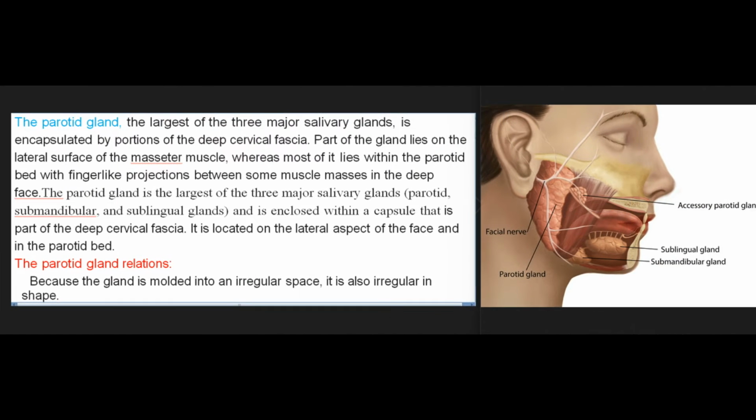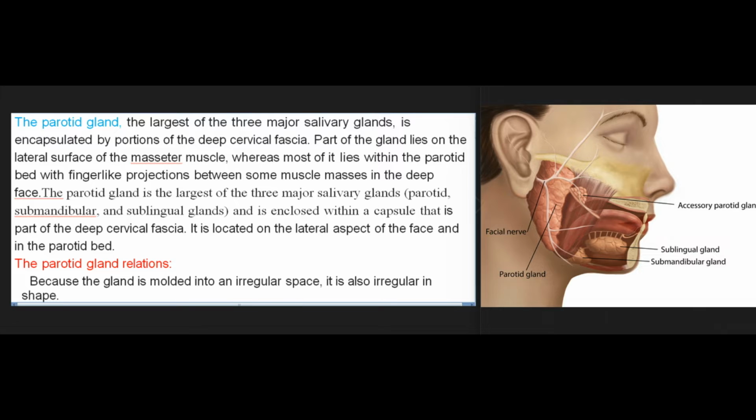The parotid gland, the largest of the three major salivary glands, is encapsulated by portions of the deep cervical fascia. Part of the gland lies on the lateral surface of the masseter muscle, whereas most of it lies within the parotid bed with finger-like projections between some muscle masses in the deep face. The parotid gland is the largest of the three major salivary glands, parotid, submandibular, and sublingual glands, and is enclosed within a capsule that is part of the deep cervical fascia. It is located on the lateral aspect of the face and in the parotid bed.